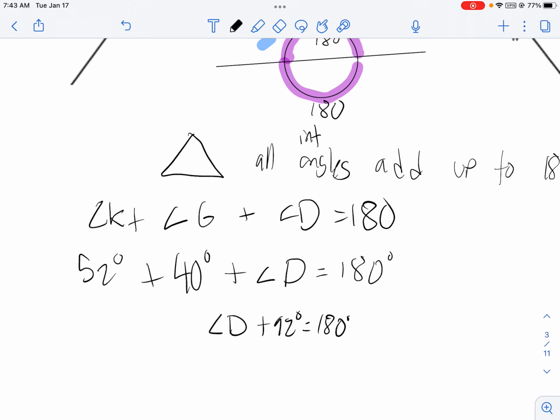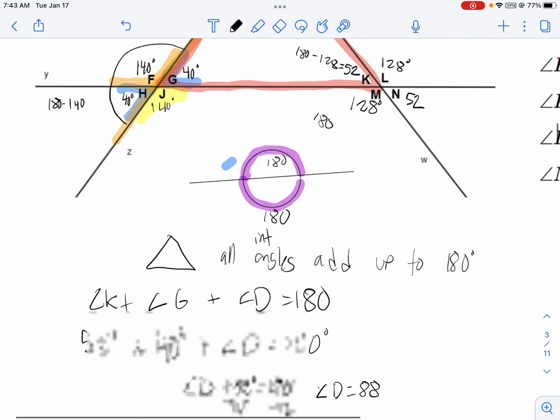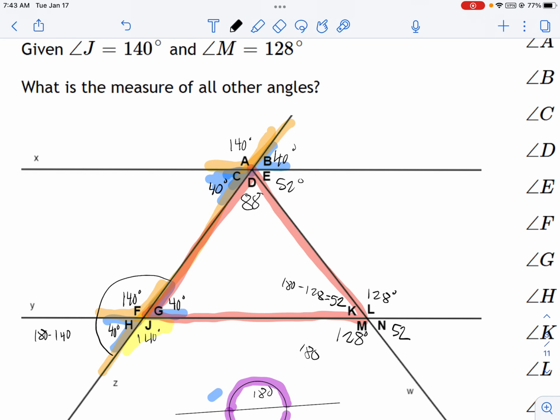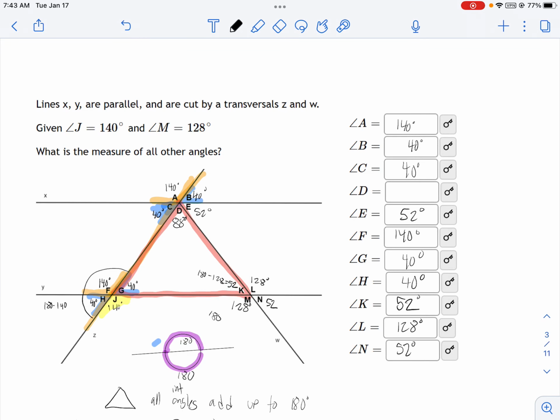Let me double check that. It should be. Yep. So subtract 92, and angle D we get as 88. Bam. Now you have found all of your angles. You're good to go.